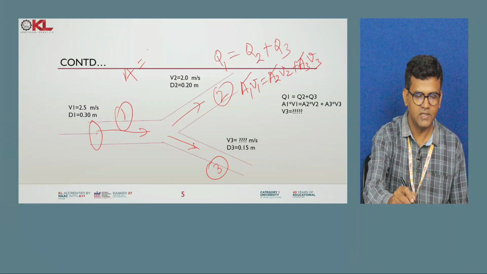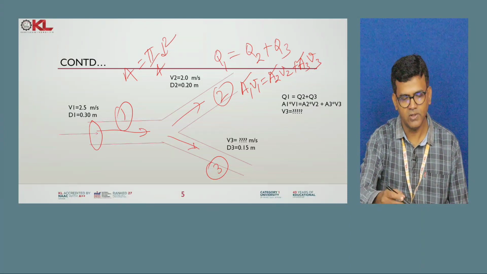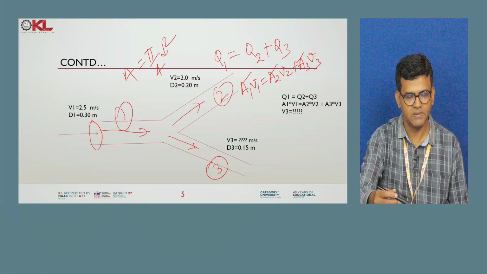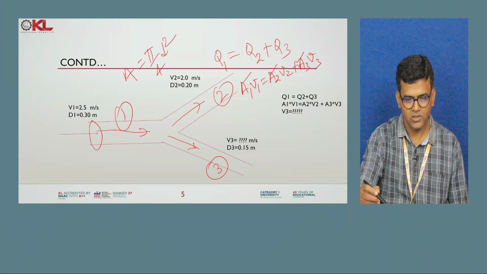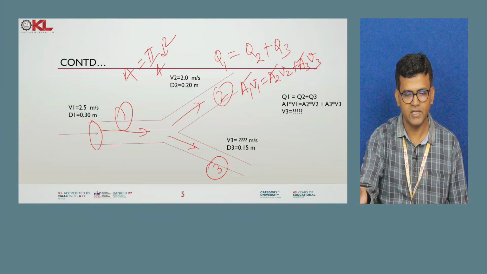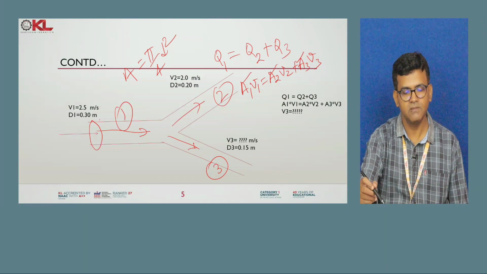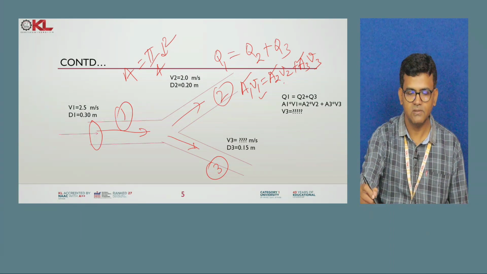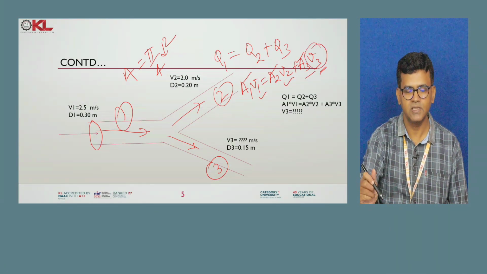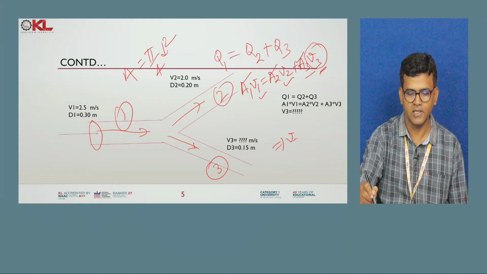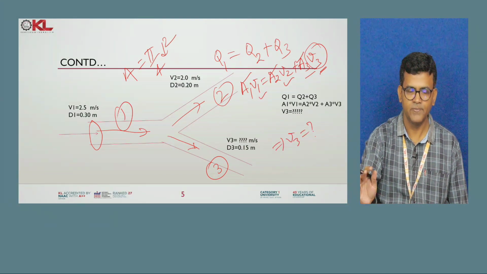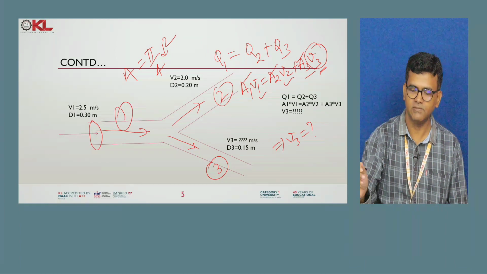You can write A equal to pi by 4 d square. So corresponding to 1, 2 and 3, it can be written as diameters D1, D2 and D3. So you will get A1, A2 and A3. Velocity V1 is given, V2 is also given, V3 you have to find. So only one unknown parameter is there that can be found by putting all the values. So this is also based on the continuity equation.